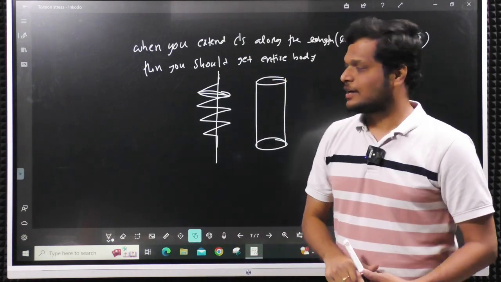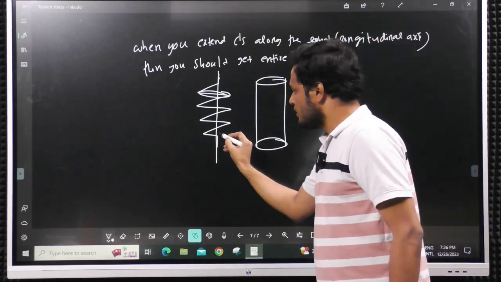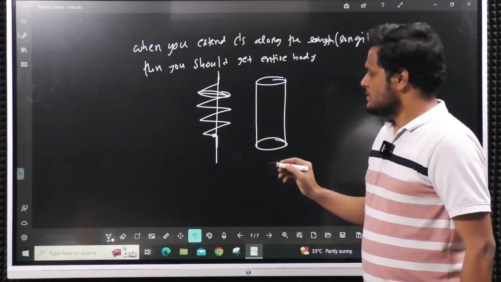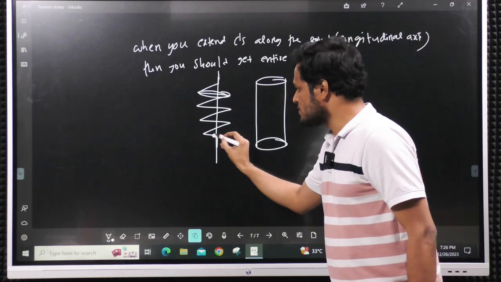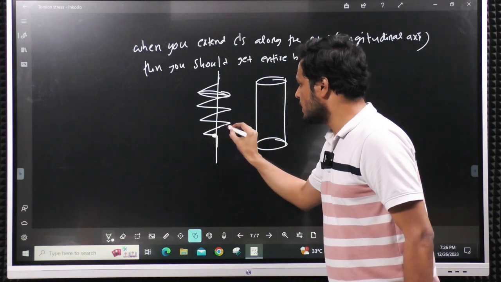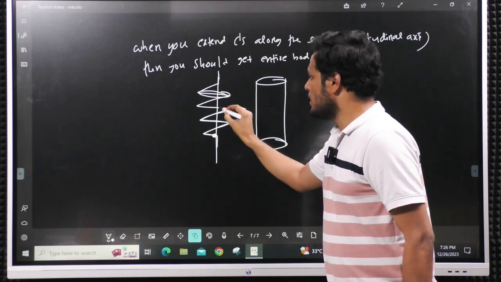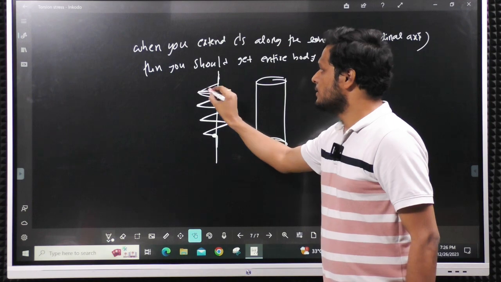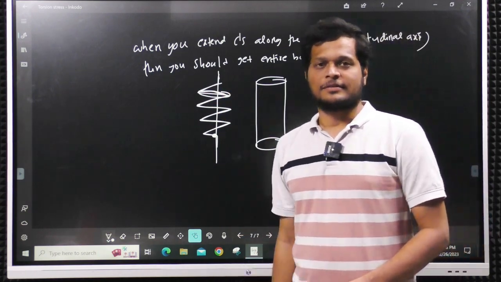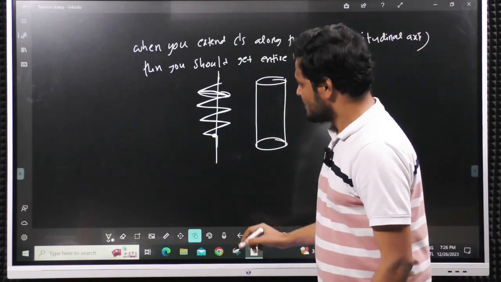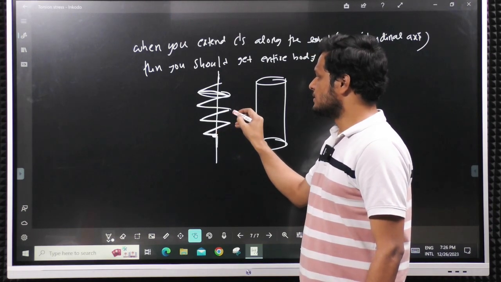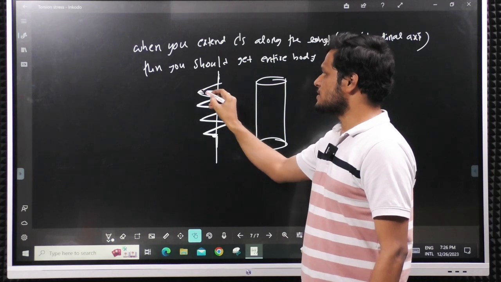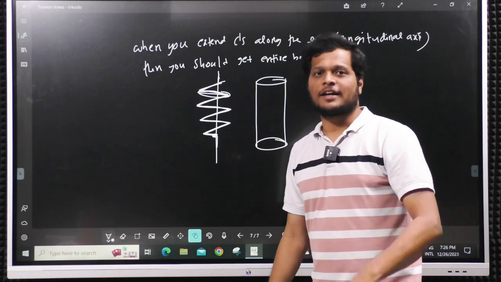Now I will show you the cross section. For the spring, you have a small thickness of the spring right here. Throughout the length, there is a small diameter. That is your cross section. So if you extend the cross section along the length, you get the entire body.